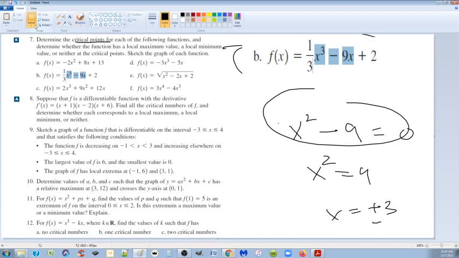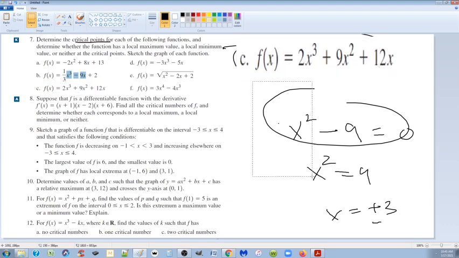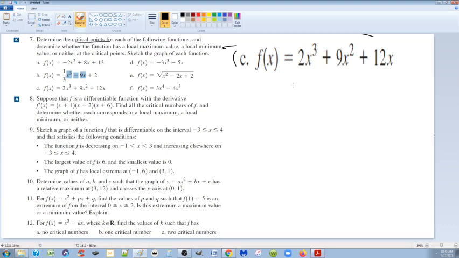Next one is also a cubic. So we know the first one's going to be the max, and it's a normal cubic. It's got a positive lead coefficient. If you don't know what I'm saying, you need to study the basics of your cubic, because you're going to save yourself a lot of trouble. Okay.